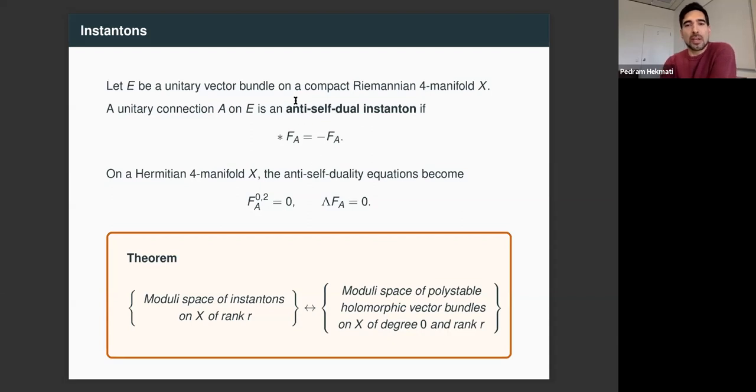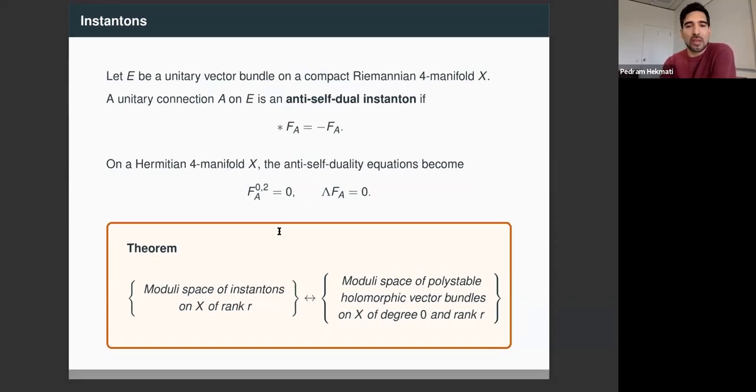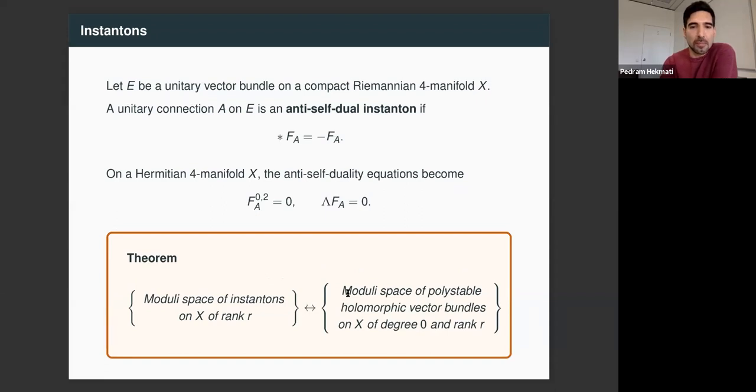So the study of instantons on Hermitian four-manifolds is equivalent to studying the Hermitian-Einstein connections. And in fact, even though it's a statement about the individual bundle, it is really a statement between moduli spaces. So the moduli space of rank r instantons on Hermitian four-manifolds is the same as the moduli of Hermitian-Einstein connections with trivial Einstein factor, which corresponds to trivial degree for the vector bundle. But by the Hitchin-Kobayashi correspondence, that's the same as studying polystable holomorphic bundles. So this gives you an avenue to study instantons through complex analytic techniques.